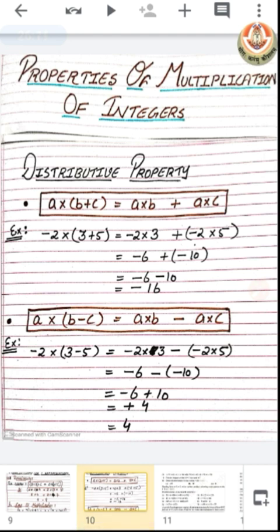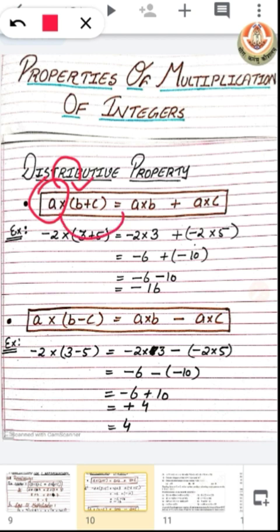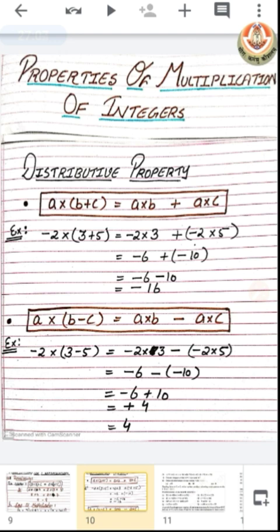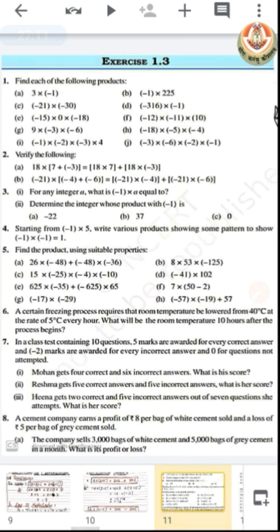Distributive property says we can multiply the outer number with each and every integer inside the bracket. Okay? And we have to keep in mind the sign. If there is a positive sign between integers inside the bracket, we put positive between their multiplications with the outer number, and if there is a negative sign between the integers inside the bracket, we put a negative sign between their multiplications with the outer number. Okay class? Now after this we will do a few questions of exercise 1.3 which were not done in the previous class.